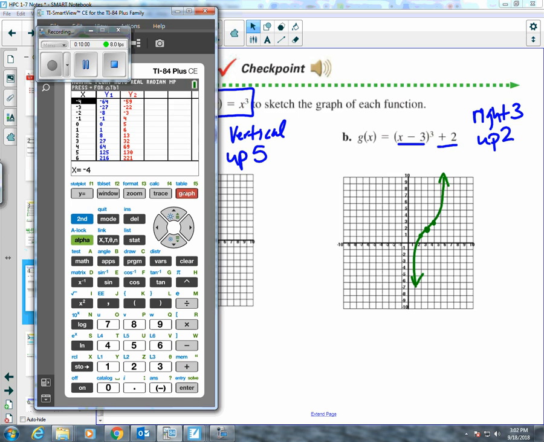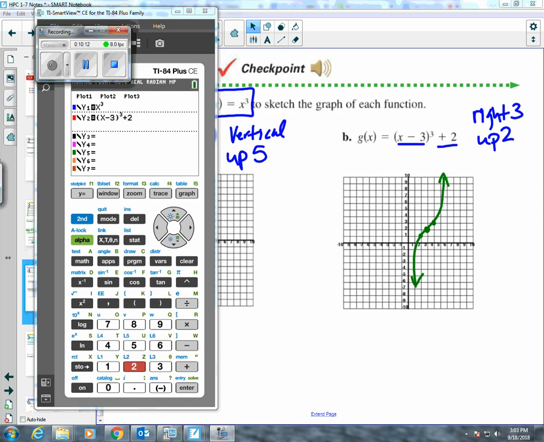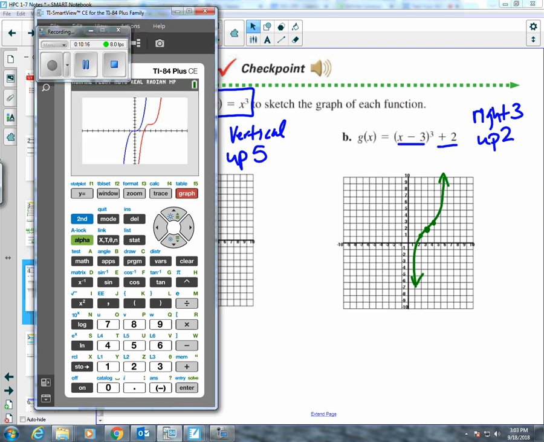If you go to your table, kind of cool, you can see all the y values from the original function and look at all the y values from the second function. Everything is just 5 greater, so we can really see that comparison. All right, let's try the other one. We're going to go ahead and put in the second equation and make that comparison. I always like having the parent graph with it on the same screen so we can see what happens. So it went over 3 and up 2. So great way to be able to see that.